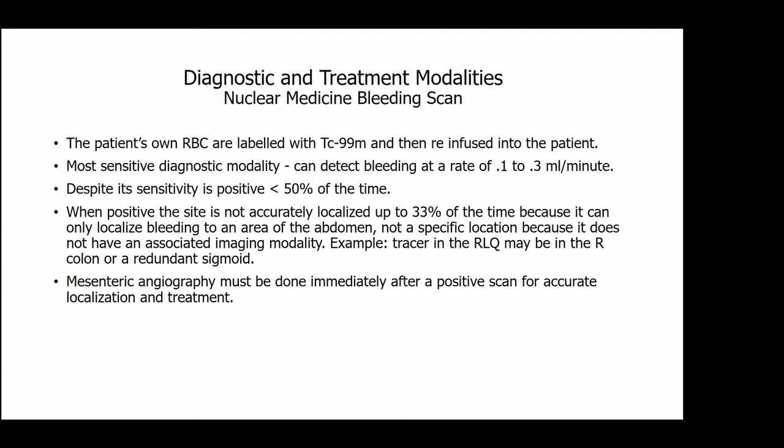And unfortunately, when it's positive, the site is not accurately localized in up to 33% of the time because it can only localize bleeding to an area of the abdomen. It cannot locate it to a specific location because it does not have an associated imaging modality. For example, the tracer in the right lower quadrant may be located in the right colon or a redundant sigmoid colon. Mesenteric angiography must be done immediately after a positive scan for accurate localization and treatment.